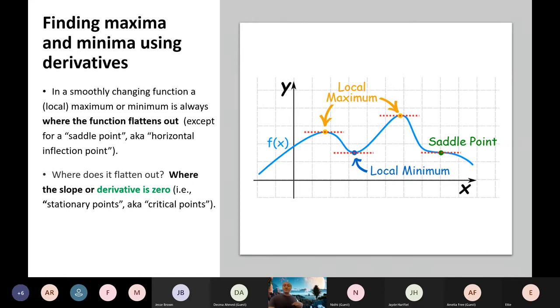Okay. All right, now, how do we know? Okay, I can find out the stationary points or critical points, but how do I know if this point is a minimum, maximum, or saddle point?